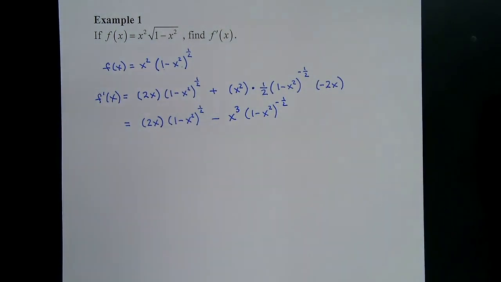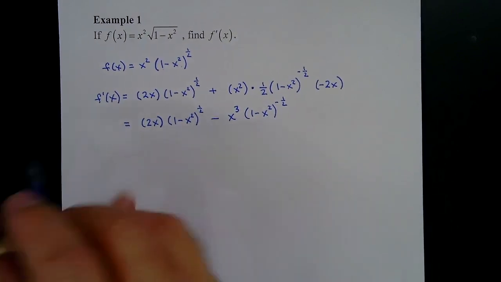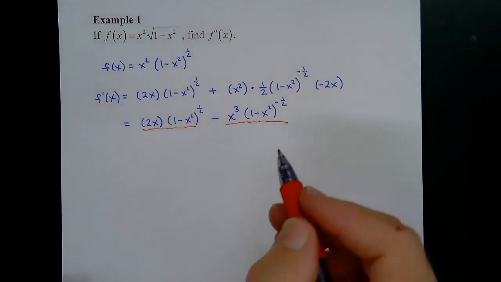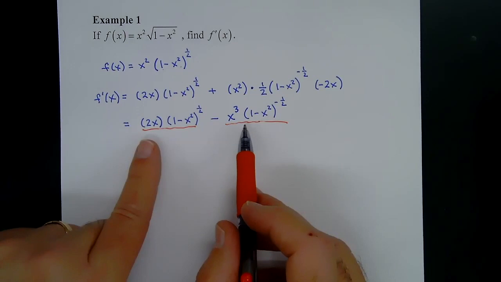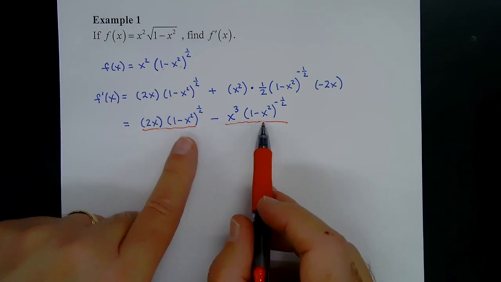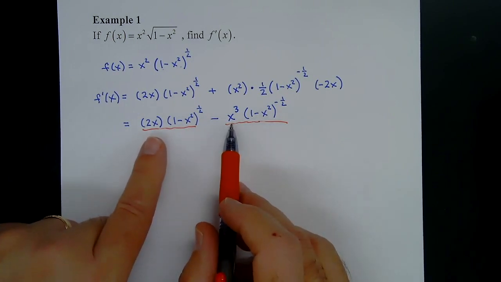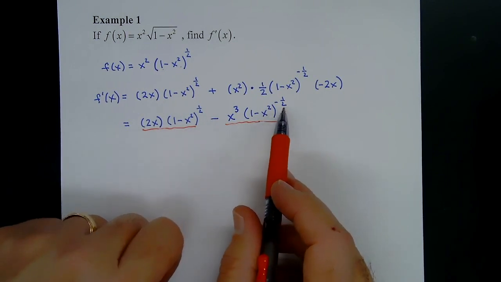All right, we're not done yet. The next step in all of this is we need to look for a GCF. And there's actually 2 GCFs here, okay? We have to look at this as one term and this as another term. What do these 2 terms have in common? What separates them is the subtraction, okay? What these have in common is they both have an x, and they both have 1 minus x squared raised to a power. So what we're going to factor out is the smallest power of x, which is x, and the smallest power of 1 minus x squared, which is 1 minus x squared to the negative 1/2.